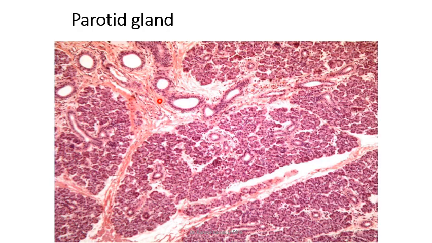The parotid, as you can see here, has trabeculae that are very large. The acini are basophilic, and I have many intralobular ducts which appear as rings inside the lobule.